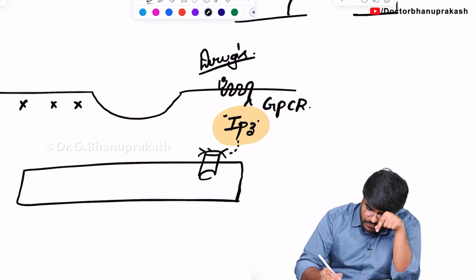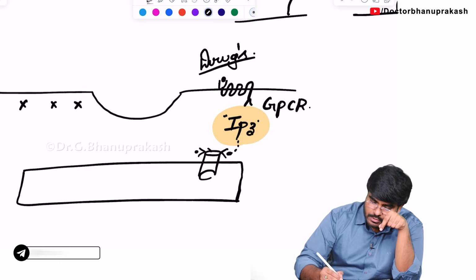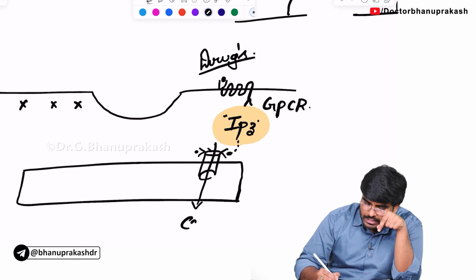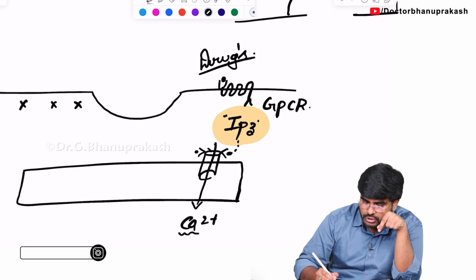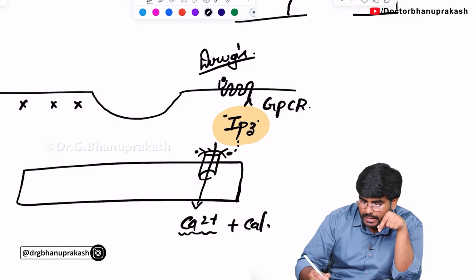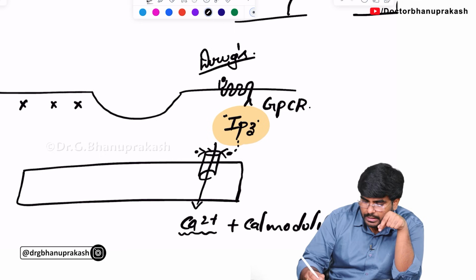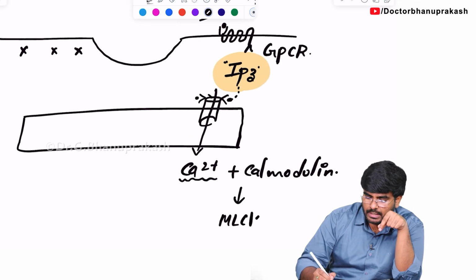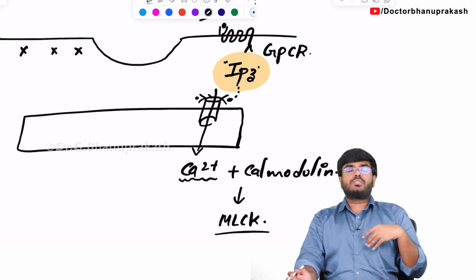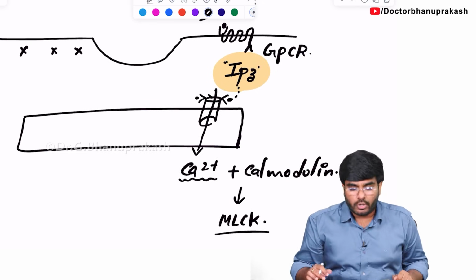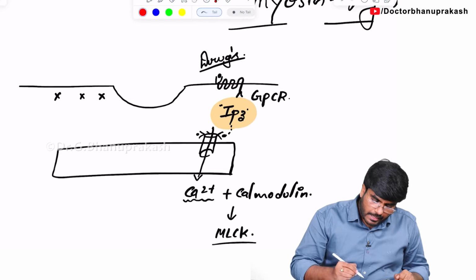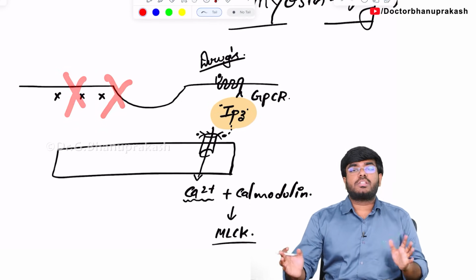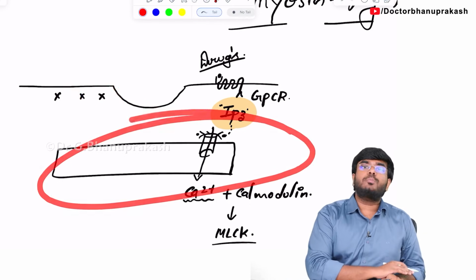Now, this inositol triphosphate is coming and stimulating the receptors so that again calcium can be released, and you know the story: the calcium will come and bind with Calmodulin, and this calcium Calmodulin complex is going to activate myosin light chain kinase, and myosin light chain kinase is going to help in the muscle contraction. So, what I am trying to say here is there is no need of depolarization or action potential for the actual contraction of the smooth muscle.